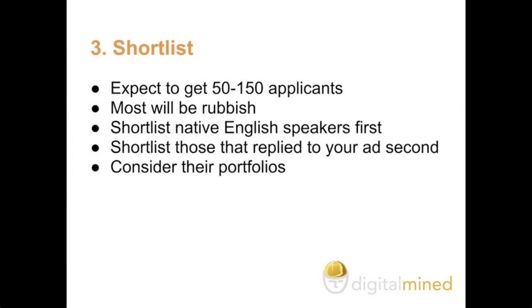The third point I'd like to raise is to shortlist the applicants that you get. If you, for instance, put out simple WordPress projects for about 6 to 8 pages, and you specify a budget to be around $500 US, you should get between 50 to 150 applicants. Just keep in mind that most of these will be rubbish.